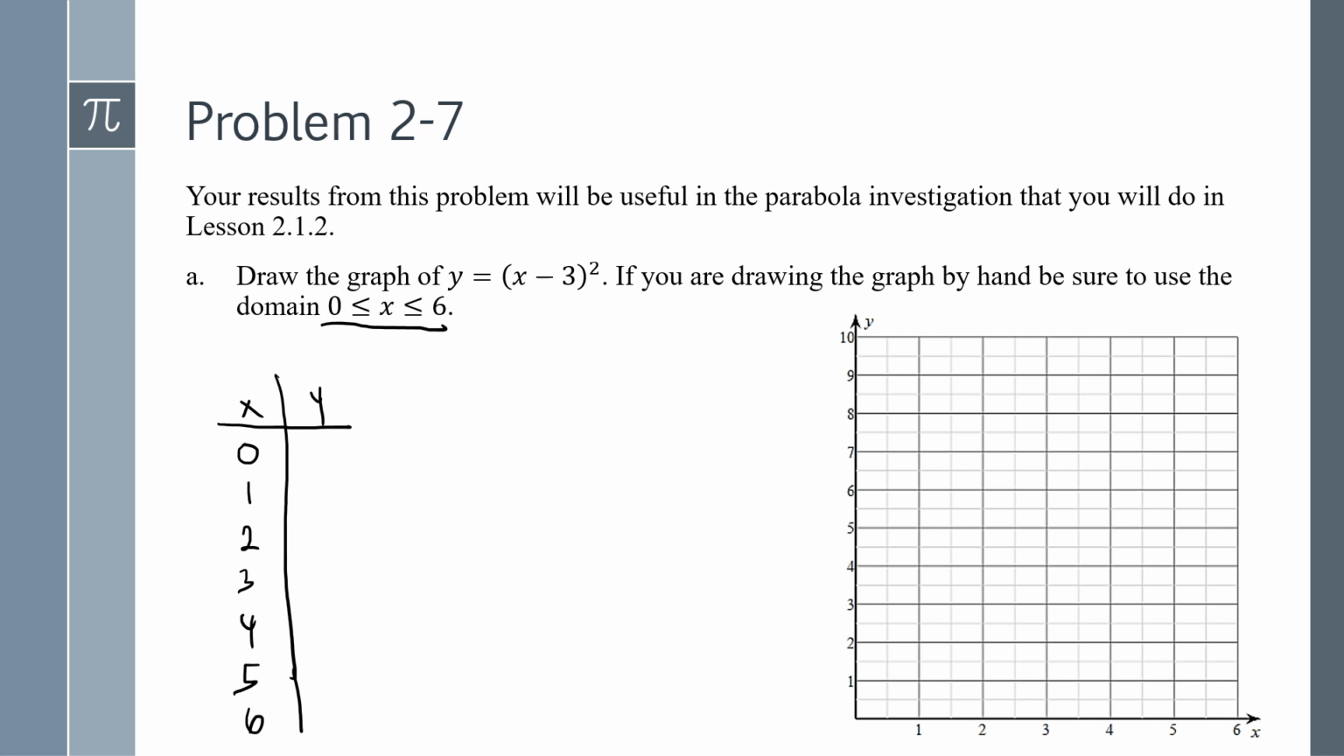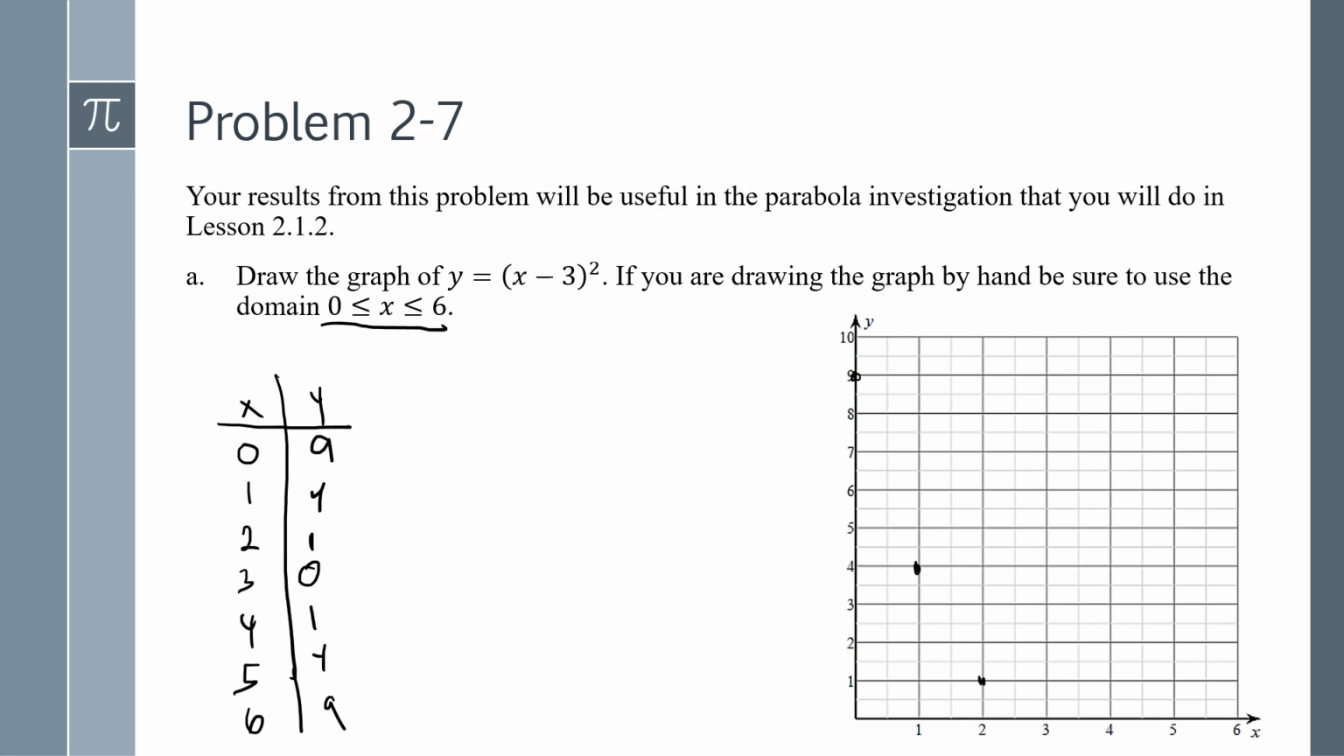Let's fill it out. 0 minus 3 is negative 3, squared is 9. 1 minus 3 is negative 2, squared is 4. 2 minus 3 is negative 1, squared is 1. 3 minus 3 is 0, squared is 0. Then they repeat. So we've got 0, 9, and we've got 1, 4.